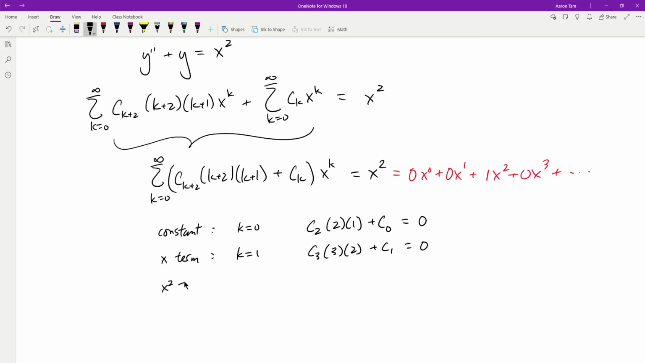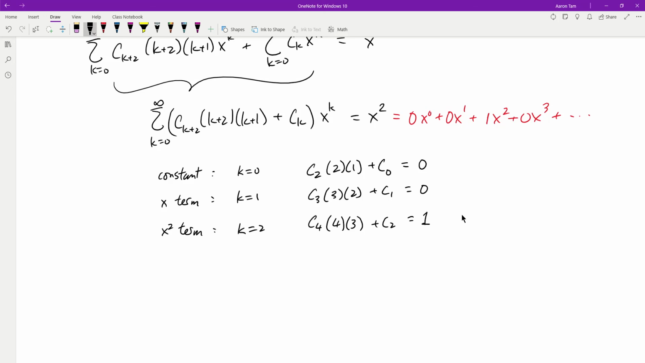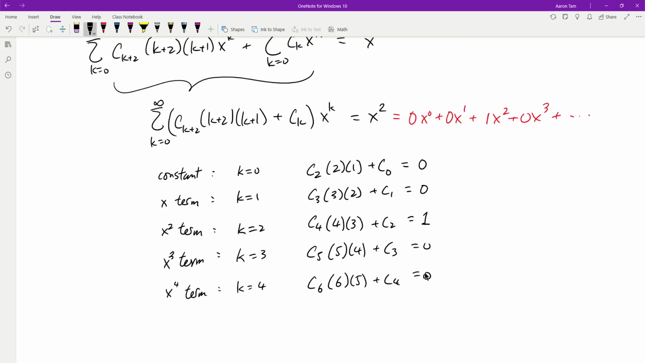Now, the x squared term is the one that's exciting. If k equal to 2, that will be c sub 4 times 4 times 3 plus c sub 2, and that is actually equal to 1. The rest of them will all be 0, and I'm going to write out just a few more to illustrate my point and also help me see some kind of pattern. The next one will be c sub 5 times 5 times 4 plus c sub 3, which is 0. The x to the fourth term is k equal to 2 more, c sub 6 times 6 times 5 plus c sub 4 equal to 0.